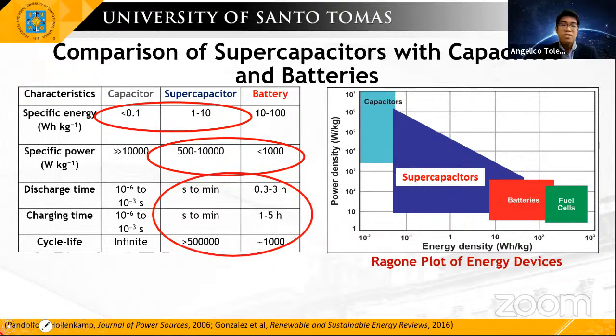And of course, they have a shorter charging and discharging time. It is easier to charge. And lastly, it has a longer lifespan. So to summarize these numbers, you will produce this plot, the Ragone plot of energy devices.